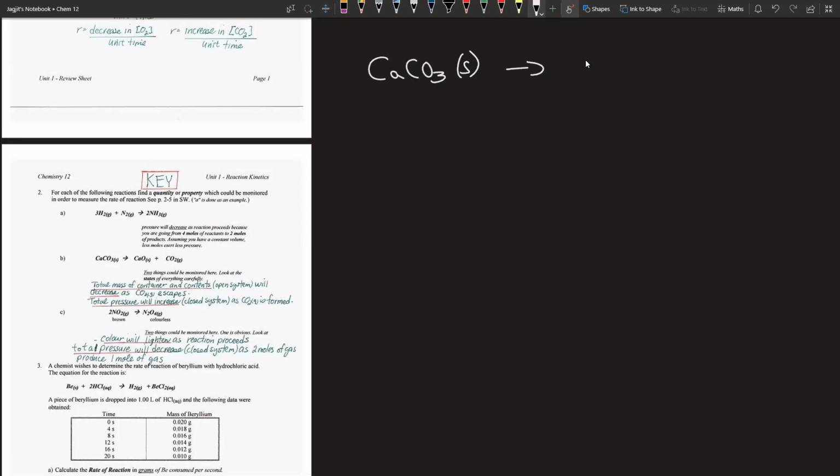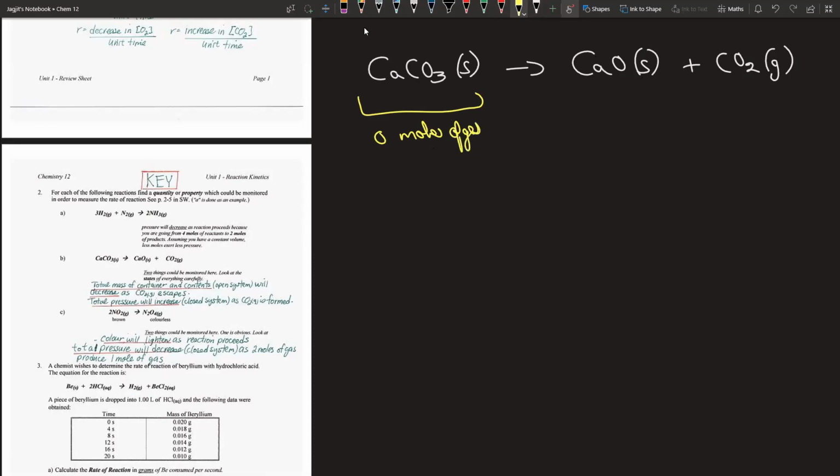Now this is breaking up into CaO solid, and you have CO2 gas. So let's talk about the pressure of the whole system. How many moles of gases did you have on the left-hand side? 1? For this solid? No. This is the common mistake. Is this a gas? Oh, no, it's a solid. So you have 0 mole of gas. Okay. Keep that in mind.